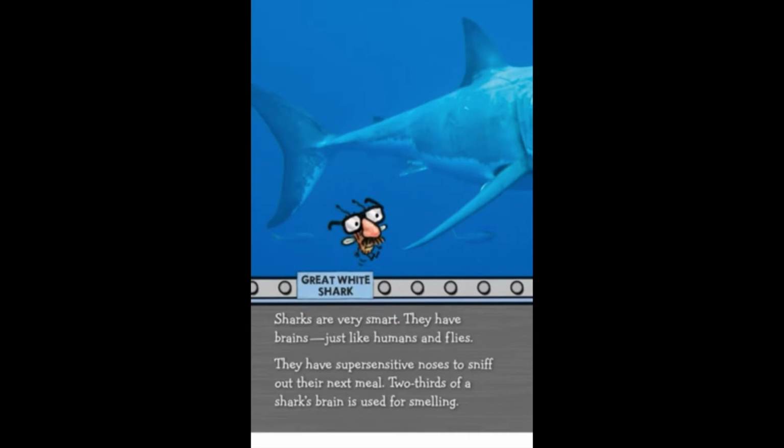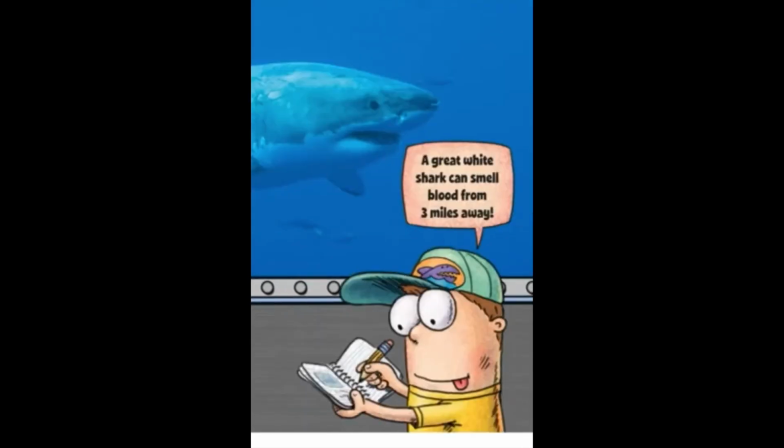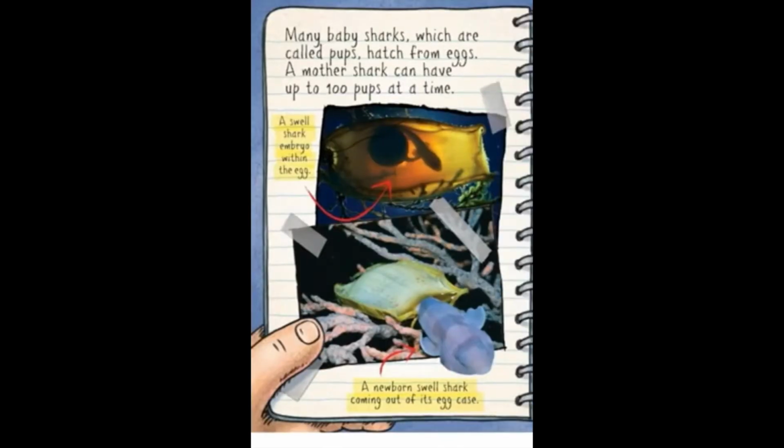That's another picture of a great white shark. A great white shark can smell blood from 3 miles away. That's so far. Many baby sharks, which are called pups, hatch from eggs. A mother shark can have up to 100 pups at a time. A swell shark embryo within the egg. A newborn swell shark coming out of its egg case. Wow.